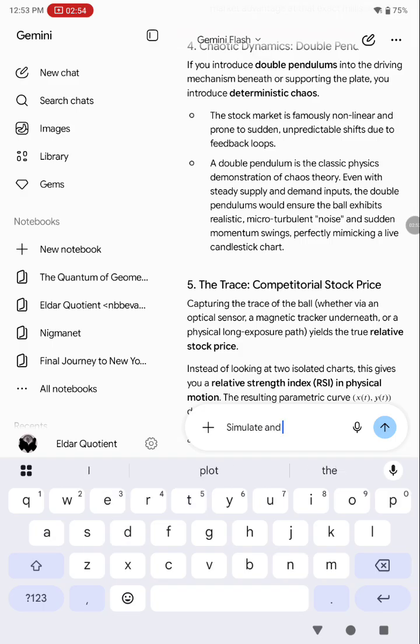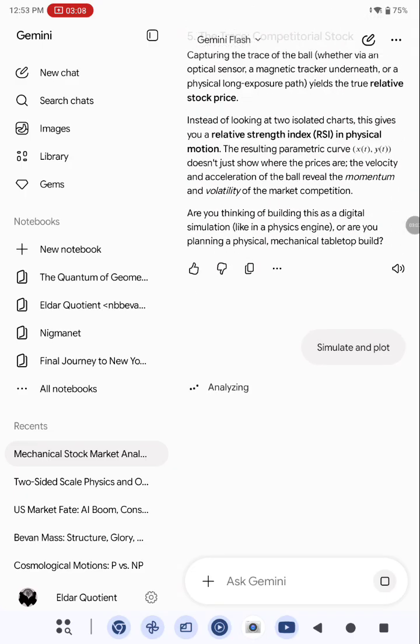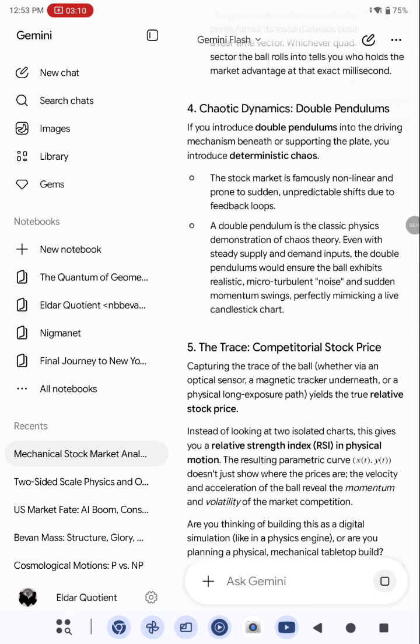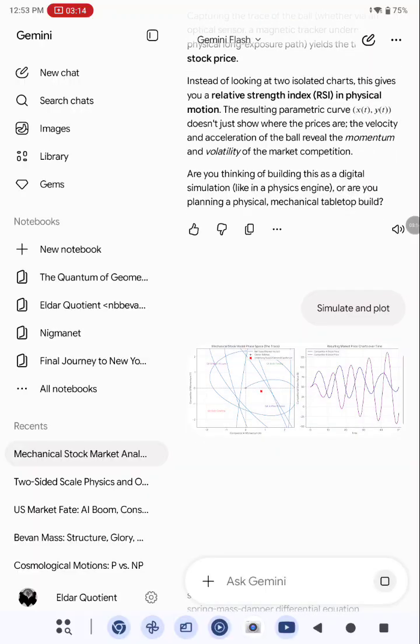Simulate and plot. Simulate and plot. See what happens. We'll see if we can get a render of this mechanical analog computer, which, as I said in earlier videos, you can always boot this as Unix.